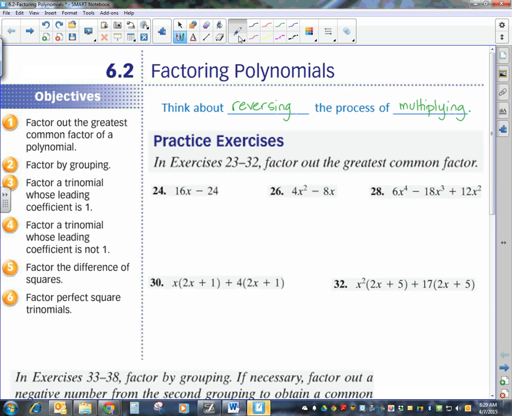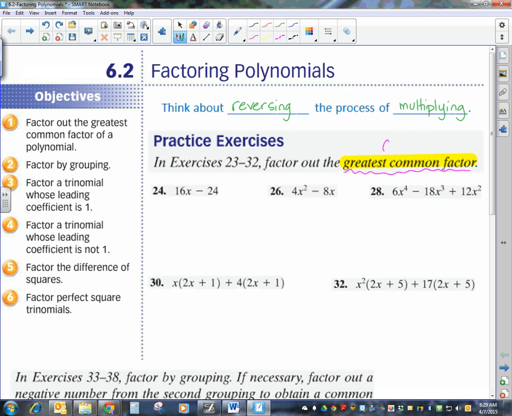the greatest common factor. And one of the reasons that is so important is that every time, when we get into the next day, that's kind of the first thing you want to do every time you look to factor. So you need to be familiar with that process.